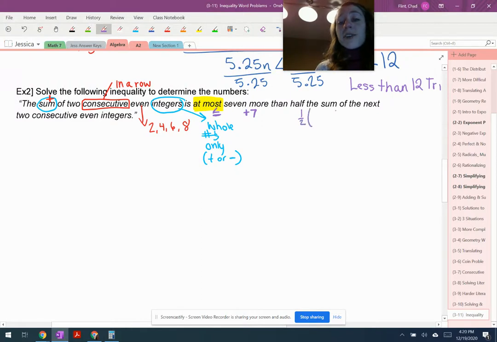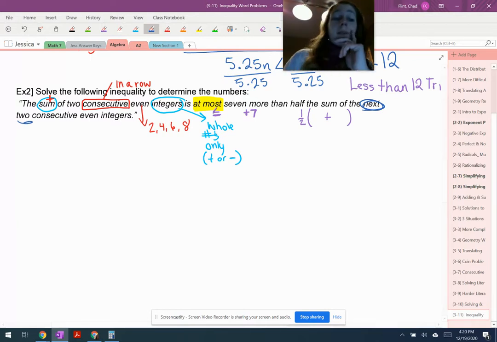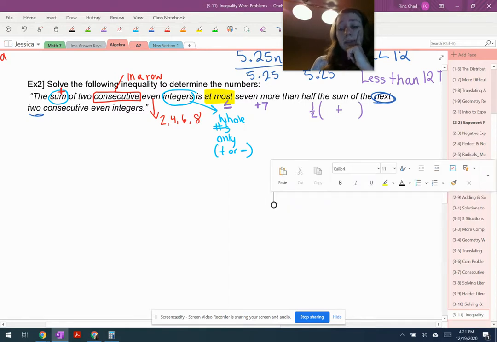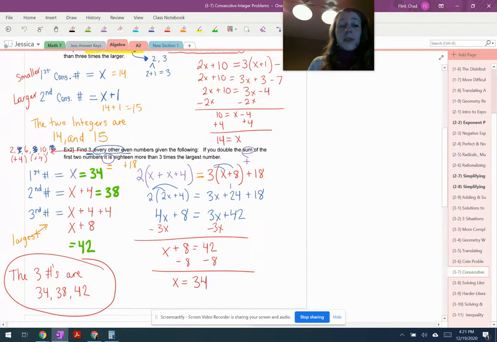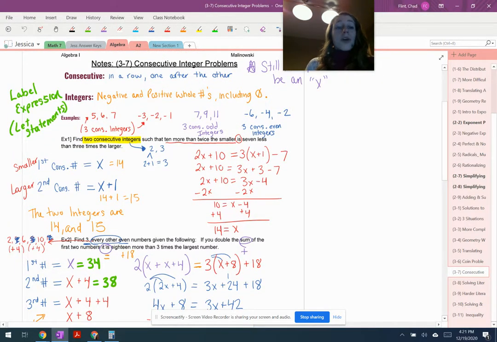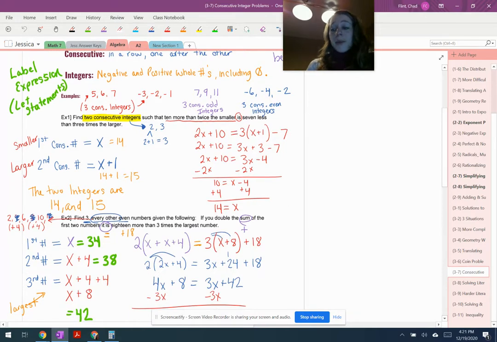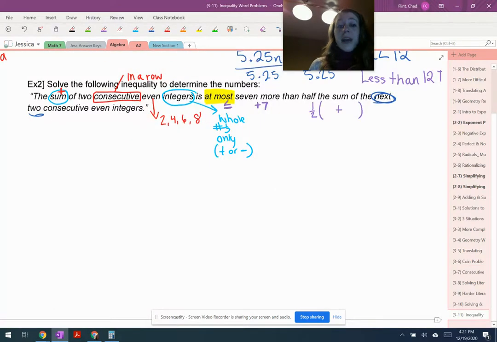Half is going to have the sum of the next two consecutive even integers. Yikes, there's a lot going on in this problem. So the first thing we want to start with, this is kind of similar to our 3-7 lesson that we did on consecutive integer problems. That's where these definitions are coming from. So remember that they want us to label all expressions, and there's still always going to be an x, and usually that first number that we're dealing with is going to be that x.